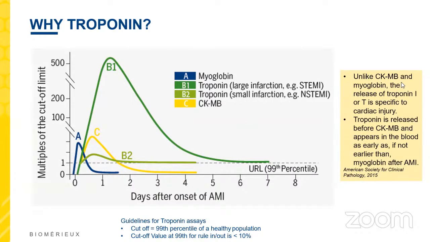So unlike CKMB and myoglobin, the release of troponin I or T is specific to cardiac injury. So it's a marker of cardiac injury, and it's actually released before CKMB. I know some labs still do CKMB, and I hope after this slide, they will understand why CKMB should really not be done. We know there could be a cost issue, but as you can see, what is the benefit of a cheap test that is not really helping you long-term? Okay.